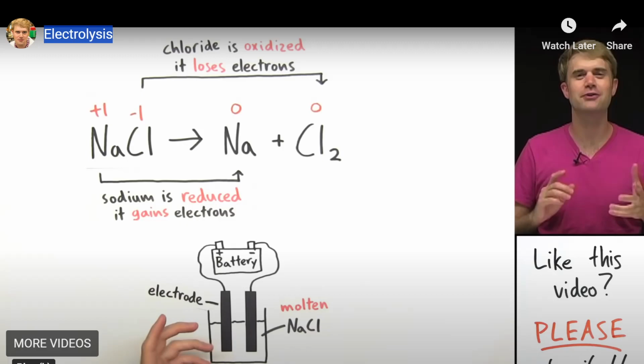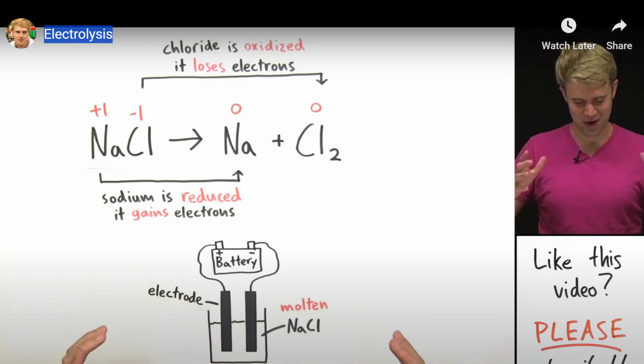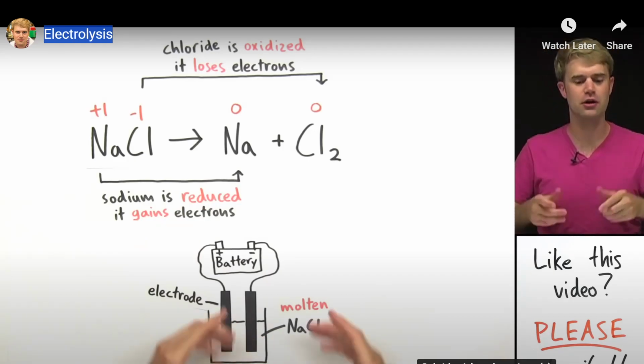Molten means melted. So you have literally melted it. It is liquid. No water, just liquid. Until about 1500 degrees Fahrenheit or 800 degrees Celsius. So it's got to be super, super hot, and this device has to withstand really high temperatures. The sodium chloride has got to be molten for the electrolysis to happen.